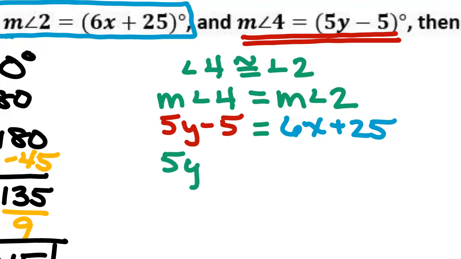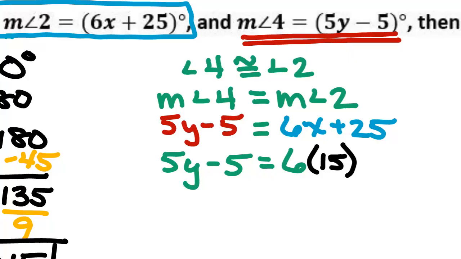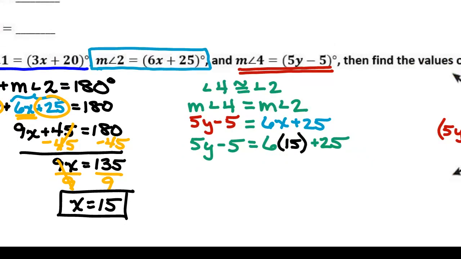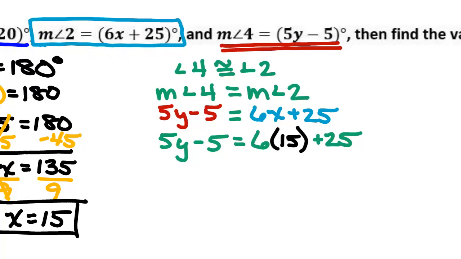So I would have 5y minus 5 equals 6 times 15 plus 25. What is 6 times 15 plus 25? 6 times 15 is 90. And then 115, you just have to add the other piece onto it. So yes, 5y minus 5 equals 115, because we have 90 plus 25.